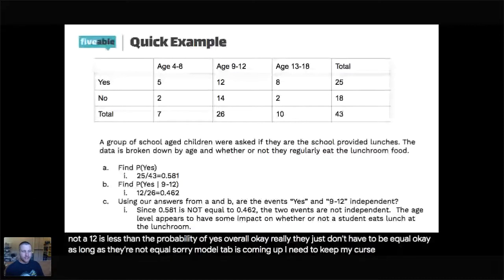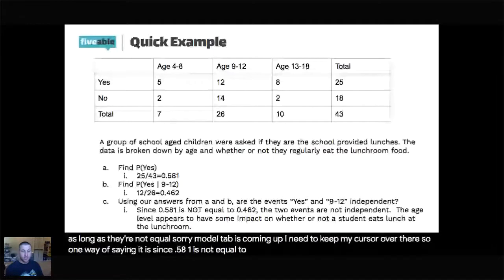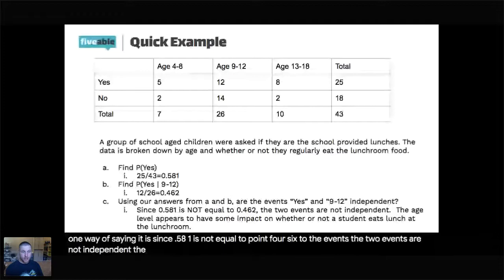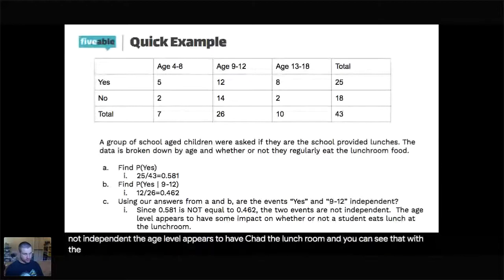So one way of saying it is, since 0.581 is not equal to 0.462, the two events are not independent. The age level appears to have some impact on whether or not a student eats lunch at the lunchroom. And you can see that with the other classes as well. Yes. Okay, Josie, that was a good explanation as well.